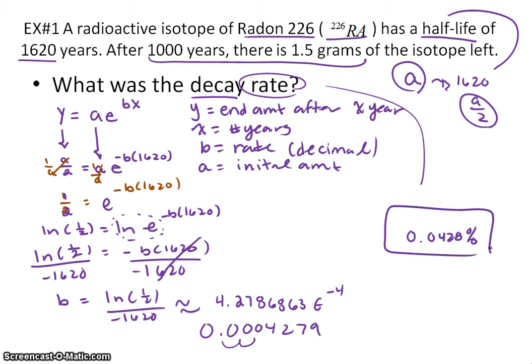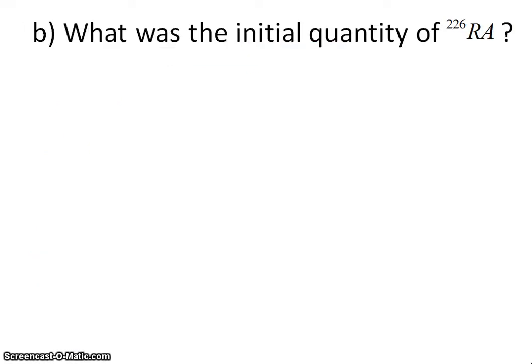We're going to use this in the second part of the problem, and we're actually going to use this actual number for b in part B, not the rounded one. I want to use the exact one. So let's go ahead and move on to the next slide, which has the second part of the problem, which is what is the initial quantity of the radon.